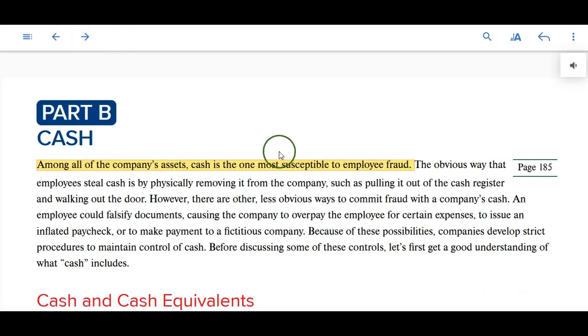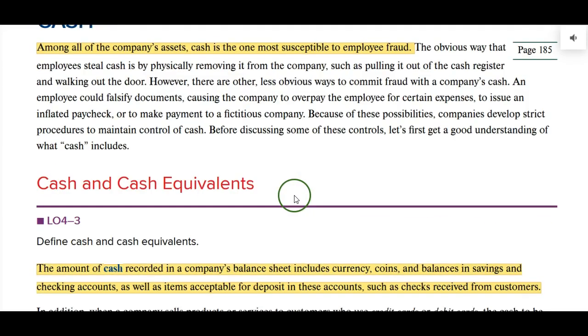Next section, cash. So let's see what goes into cash. And as I'm sure you're aware, cash is the one asset that's most susceptible to employee fraud. It's there, easy to grab, put it in your pocket, and if you're in the position to put cash in your pocket and enter numbers into the accounting records to hide your theft, then that is weak internal control and the company will lose money.